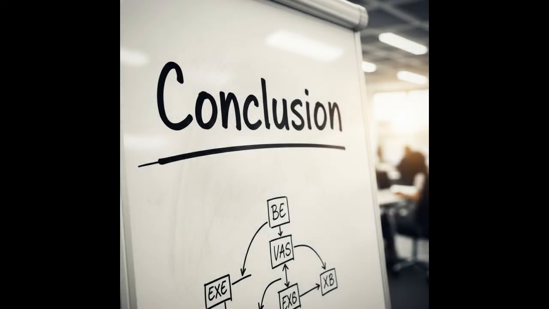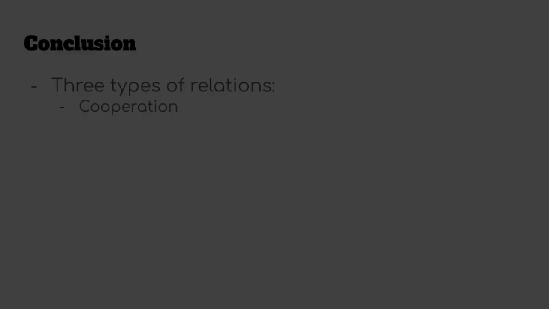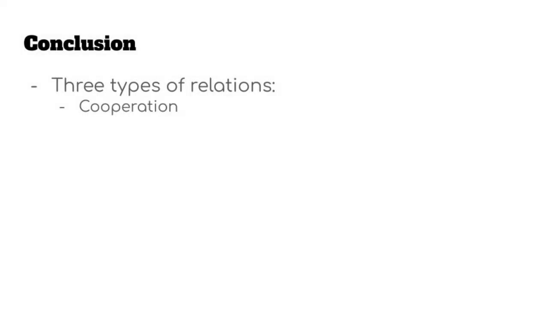And we can finally conclude this chapter, which we can summarize with: there are 3 main types of relations: cooperation, customer-supplier, and separate ways.